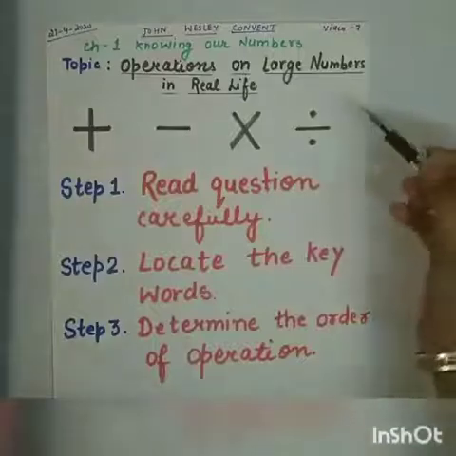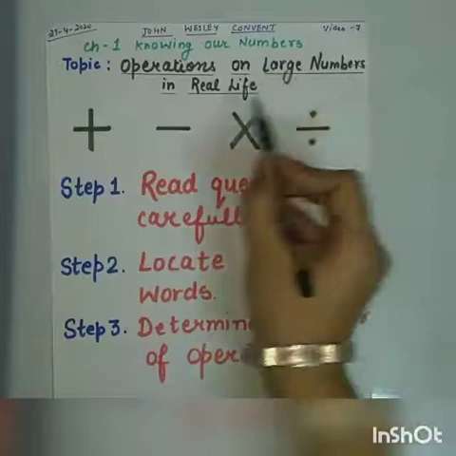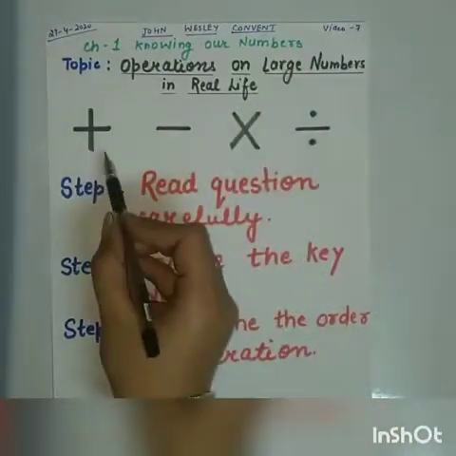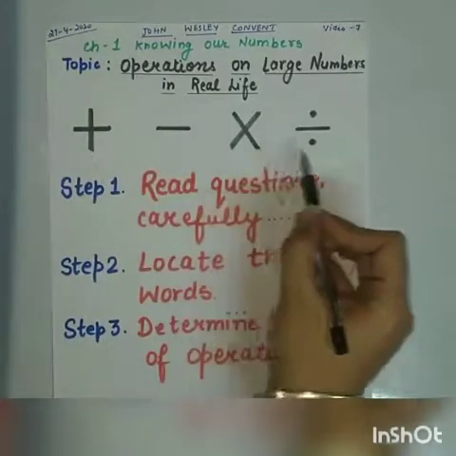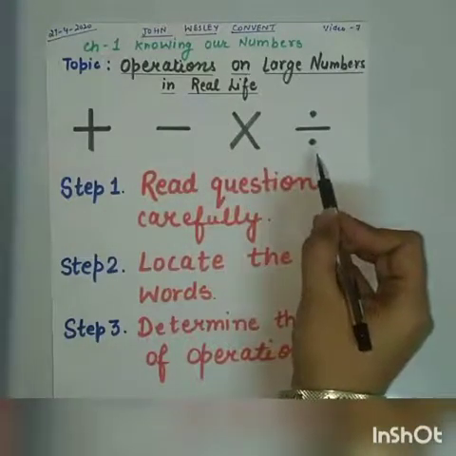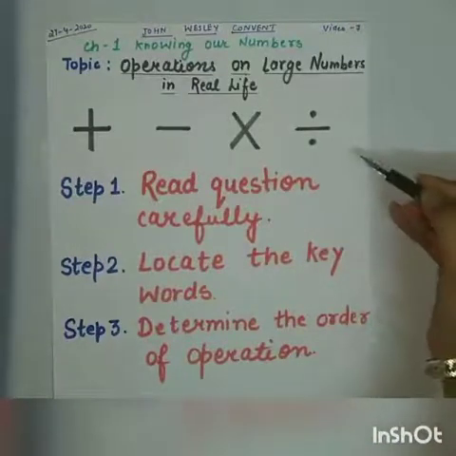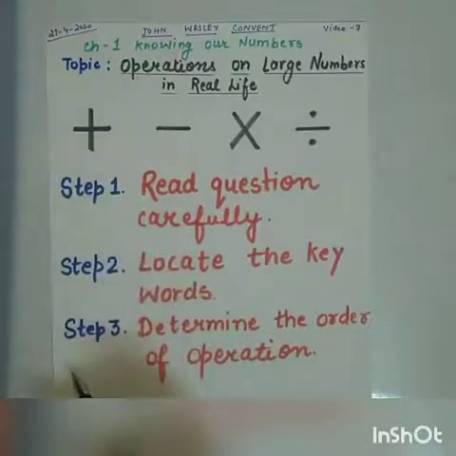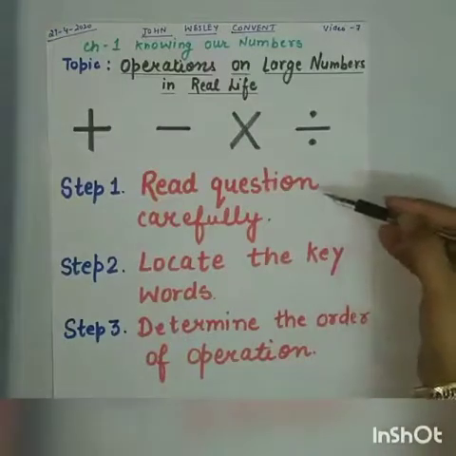Hello everyone. Today's topic is operations on large numbers in real life. There are four basic operations, that is addition, subtraction, multiplication and division. You have to identify which operation will be used in a particular question. There are three simple steps you have to follow to solve the story sums based on real life.